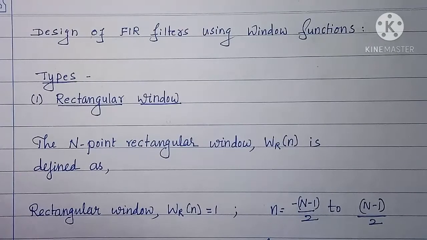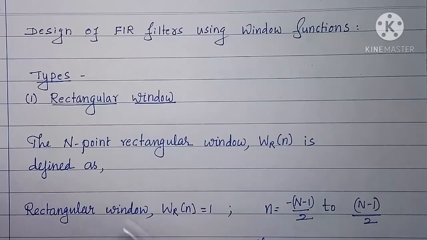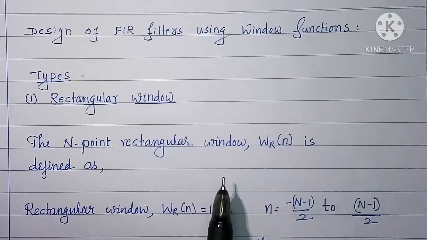Dear students, in last class we designed a low-pass FIR filter using Fourier transform. Today we will look into some of the window functions and then design FIR filters using window functions. Types of windows. First one is rectangular window.